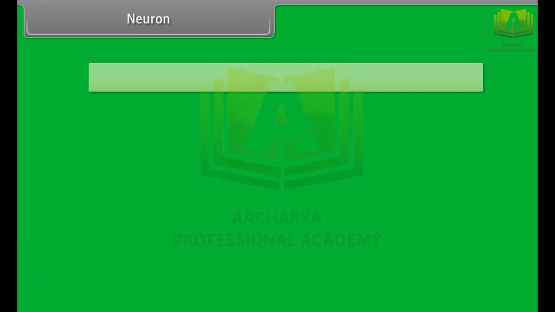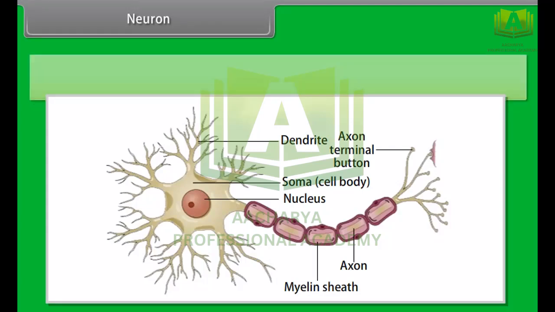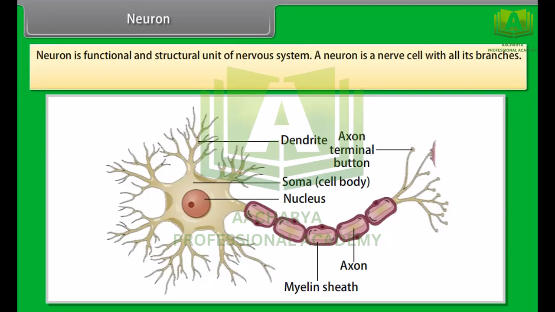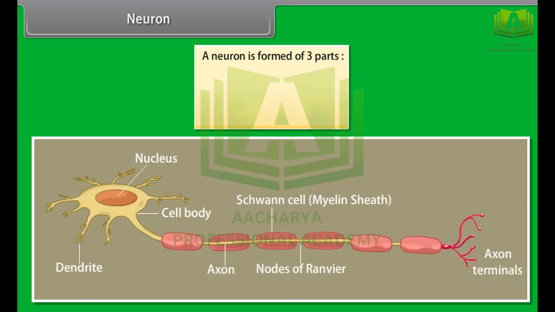Neuron. The units which make up the nervous system are called nerve cells or neurons. A neuron is the functional and structural unit of the nervous system. A neuron is a nerve cell with all its branches. A neuron is the longest cell in the human body and is about 100 centimeters long. A neuron is formed of three parts: cyton, dendrites, and axon.